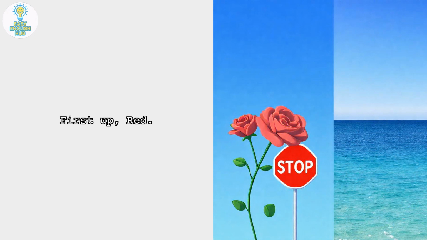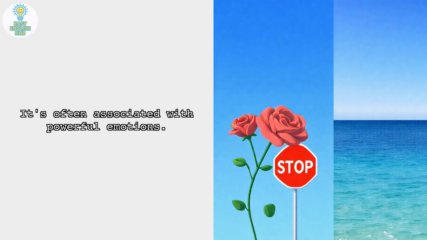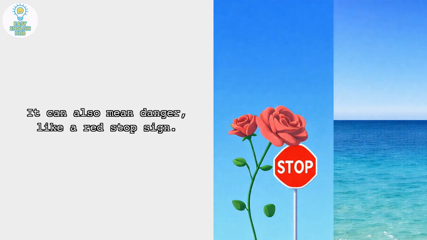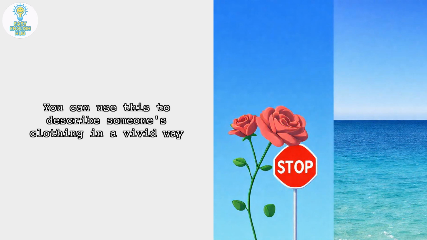First up, red. Red is a very strong and energetic color. It's often associated with powerful emotions. For example, it can mean love, like a red rose. It can also mean danger, like a red stop sign. Here's a sample sentence. She wore a stunning red dress to the party. You can use this to describe someone's clothing in a vivid way.